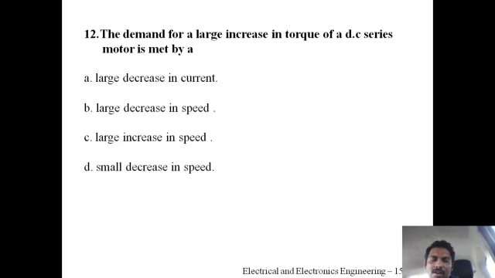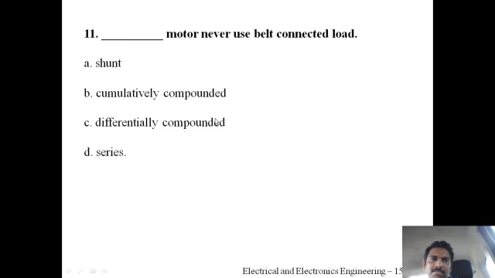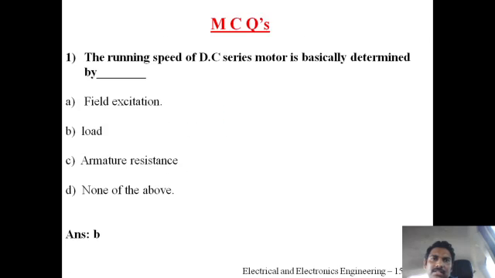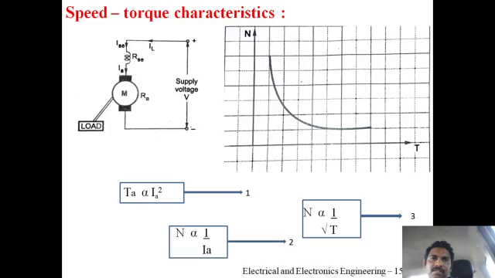The demand for a large increase in torque of a DC series motor is met by, you can observe, a large decrease in speed. That one you can observe by observing the speed-torque characteristics of the motor. In the speed-torque characteristics, whenever the speed decreases, at that time I will get a large amount of torque in the DC series motor.